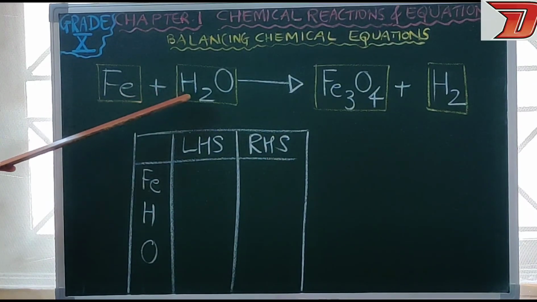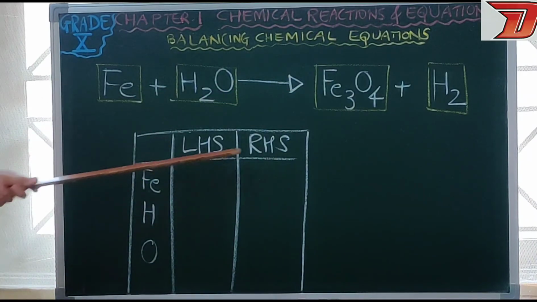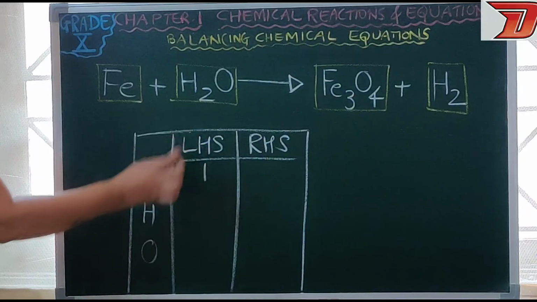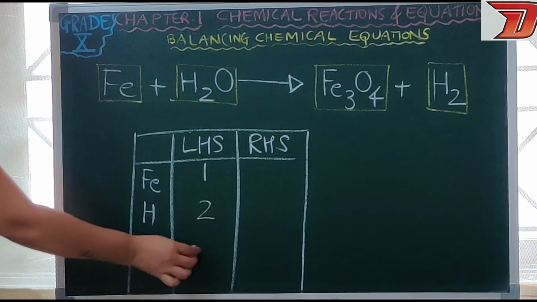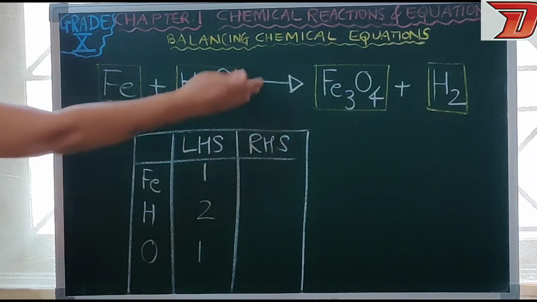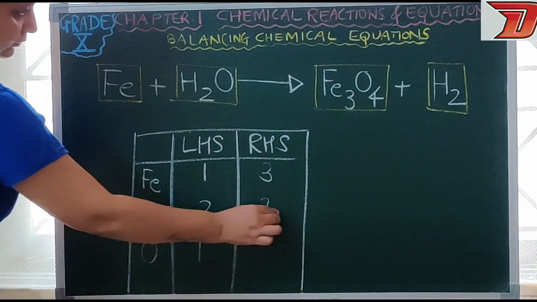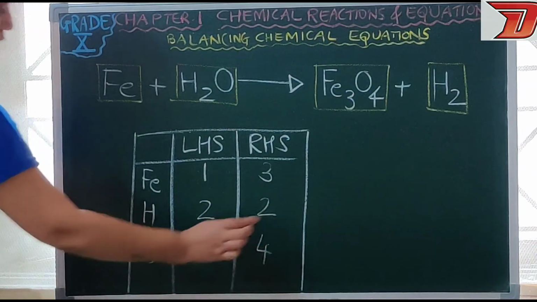Iron, when it reacts with water, gives iron oxide and hydrogen gas is evolved. As I said, you have to prepare this table, LHS, RHS, and note down all the elements present in the equation. You can see I have noted down iron, hydrogen and oxygen. Now what is the next step? We have to count the number of atoms on the left side. So how many atoms of iron are there? 1. Hydrogen 2 and oxygen also 1. Same to the right side: iron 3, hydrogen 2 and oxygen 4.